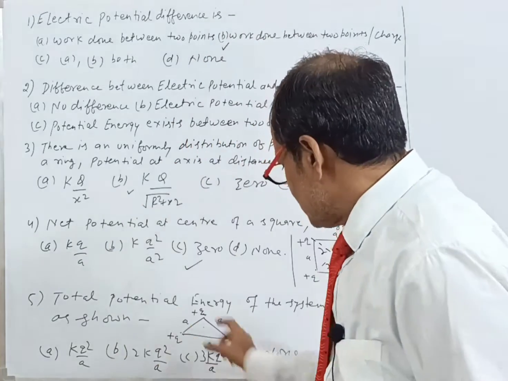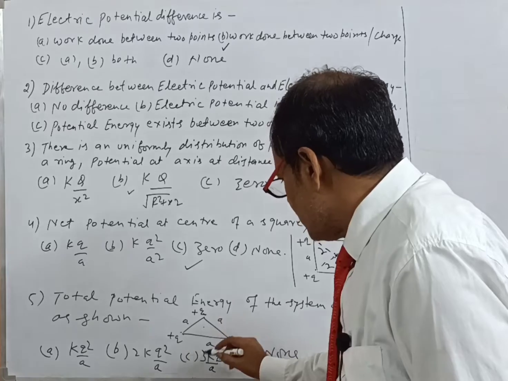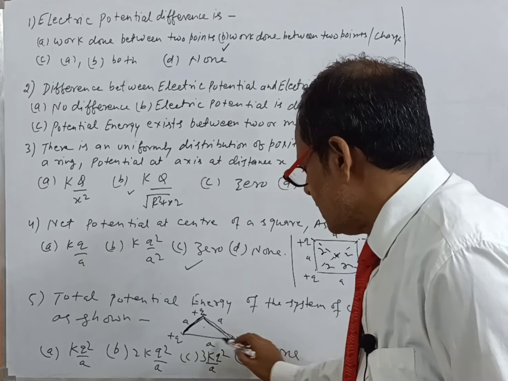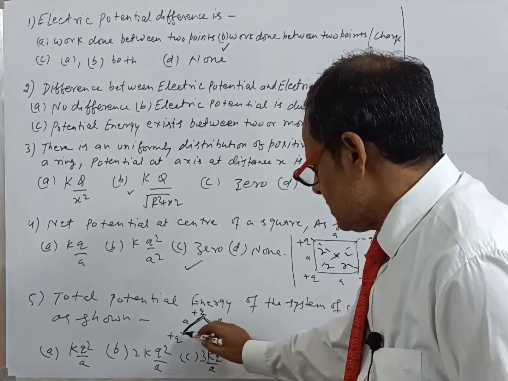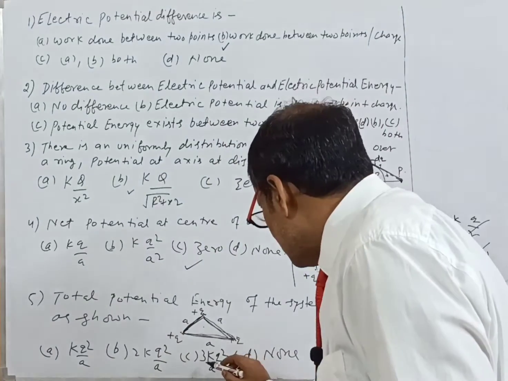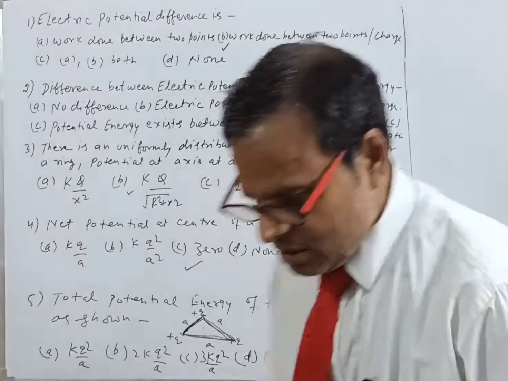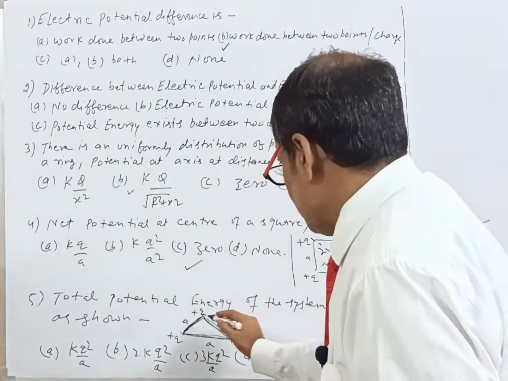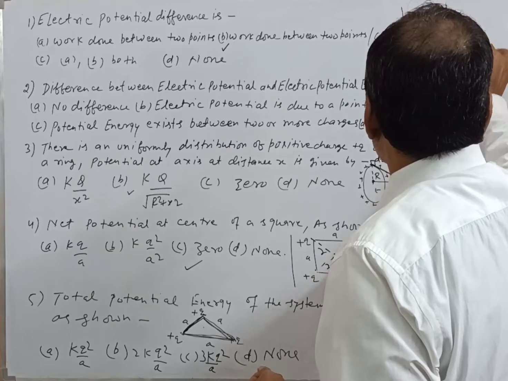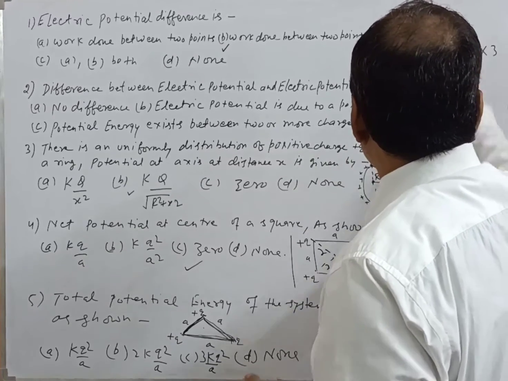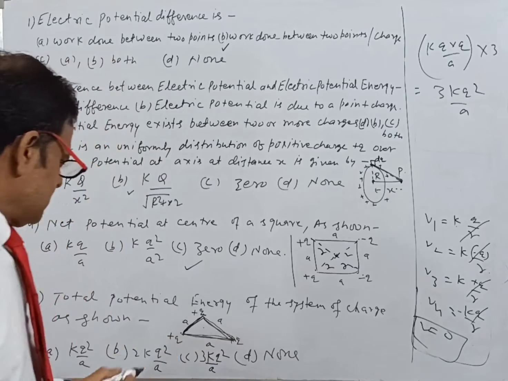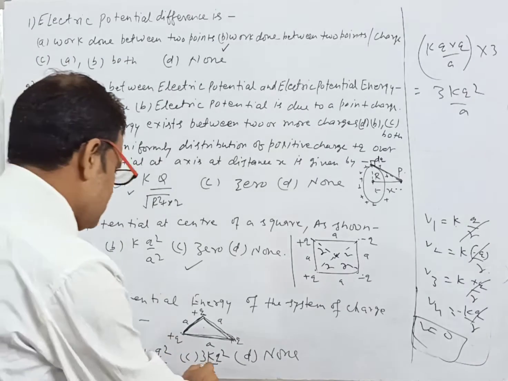Then add up. Due to symmetry of the plus Q charges, the distance between each pair, the side, is a. So the potential energy is kQ by a plus kQ by a plus kQ by a, because potential energy between this and this is kQ into Q by a. All three add up and that will give 3 into k into q square by a. I think this option is given here, 3kq square by a. This is the correct answer.